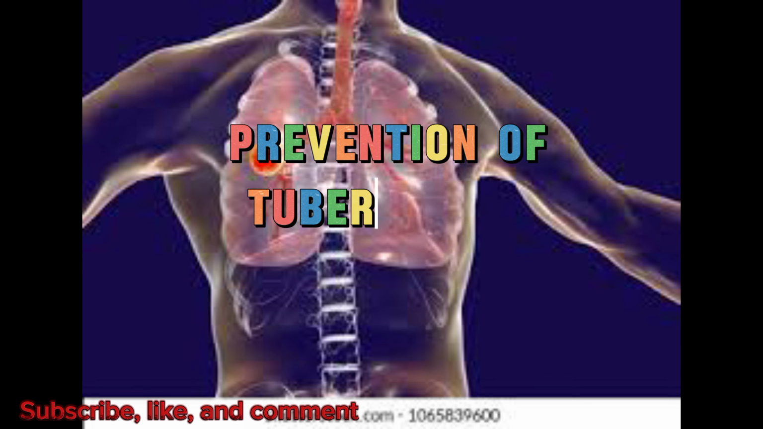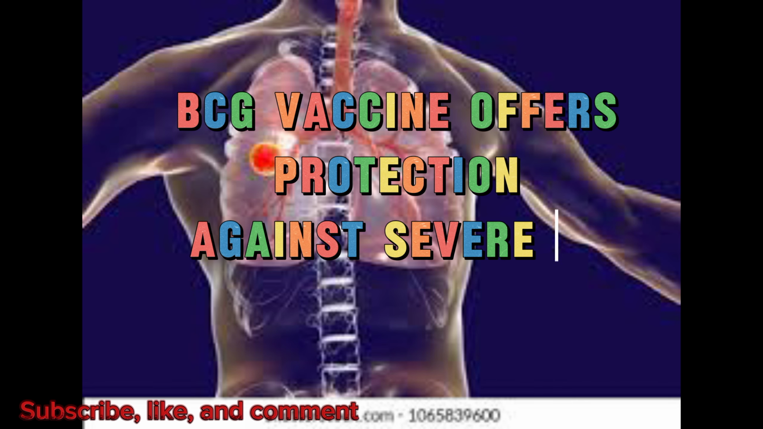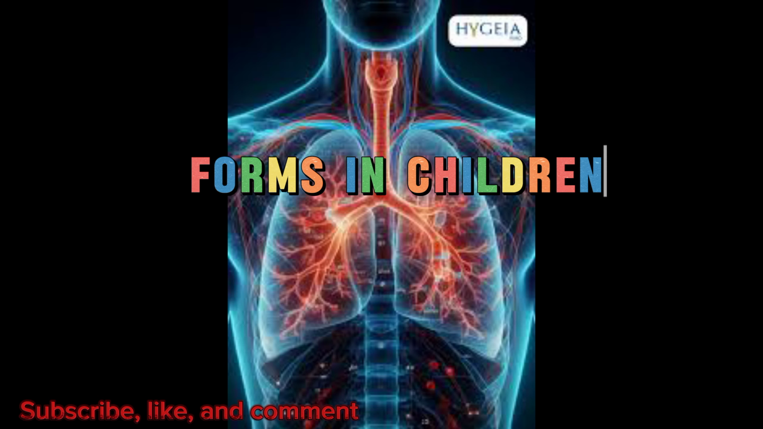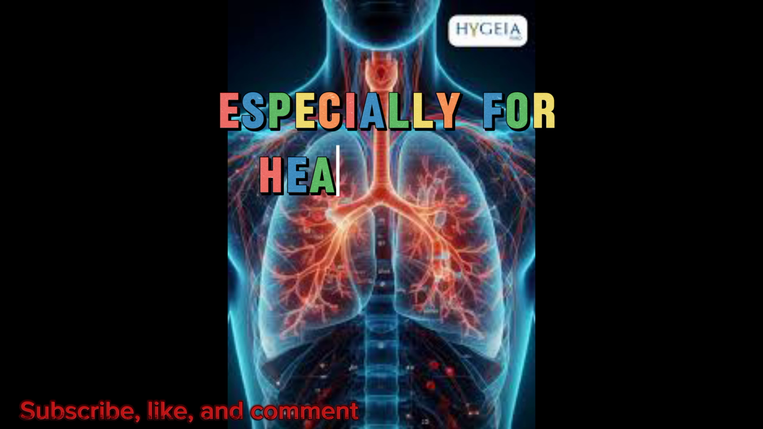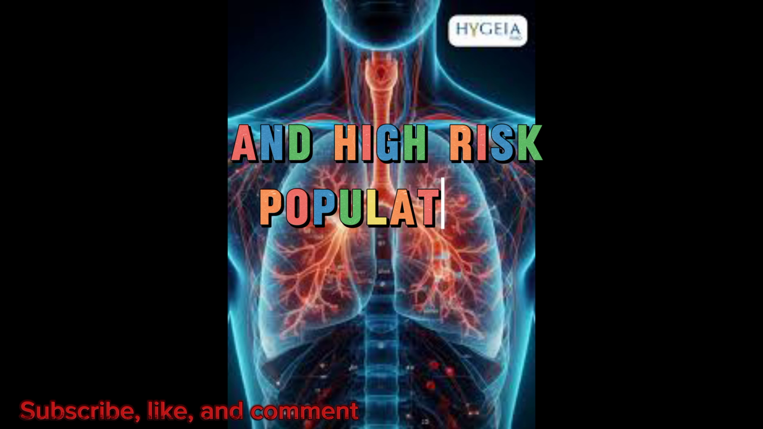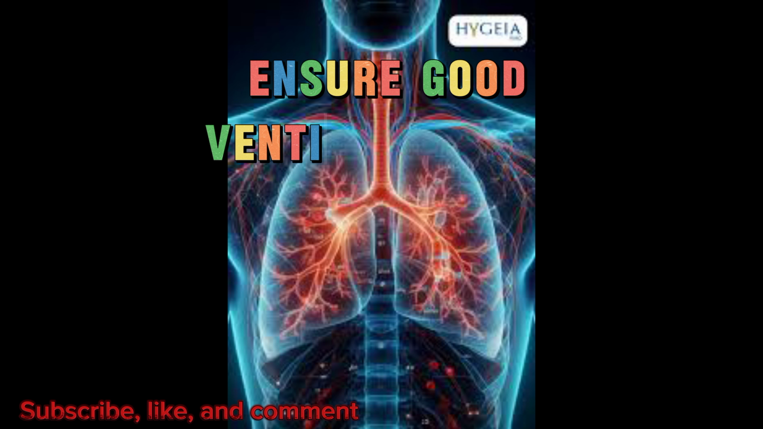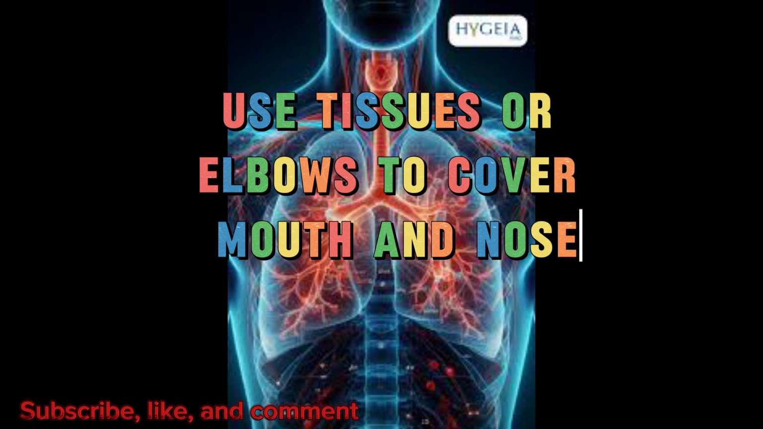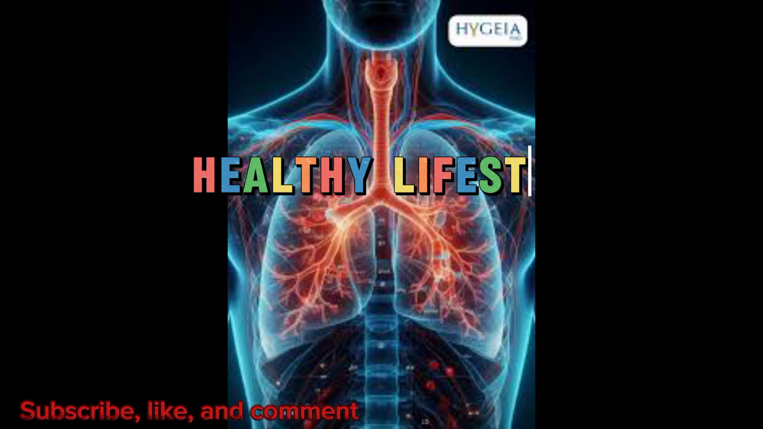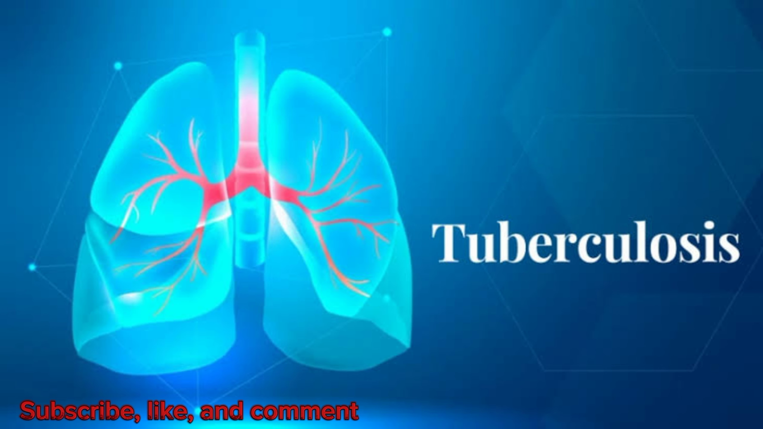Prevention of tuberculosis. BCG vaccine offers protection against severe TB forms in children. Regular screening, especially for healthcare workers and high-risk populations. Improve living conditions, ensure good ventilation and reduce overcrowding. Cough etiquette, use tissues or elbows to cover mouth and nose. Healthy lifestyle, a strong immune system can help fight TB bacteria.